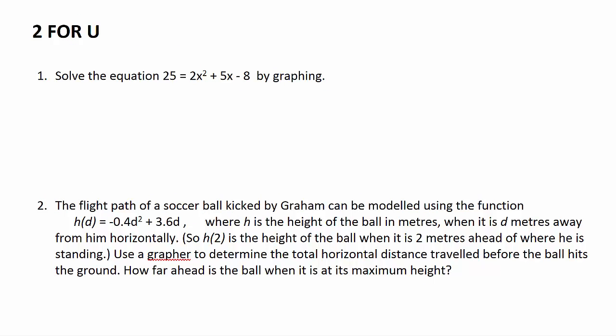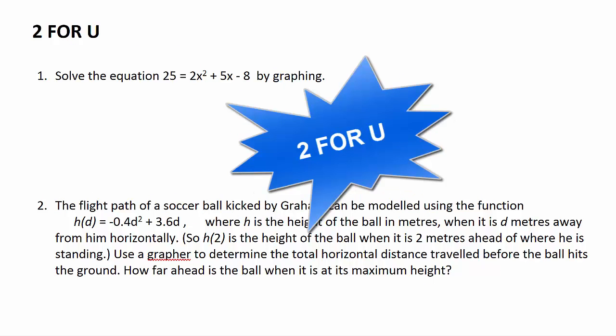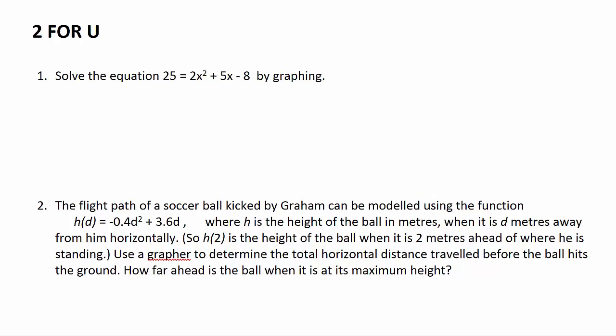And now it's time for two for you. The first one, solve this equation by graphing. And in the second one, the flight path of a soccer ball kicked by Graham can be modeled using this function, where h is the height of the ball in meters and d is the number of meters away from him horizontally, so that h of 2 means the height of the ball when it's 2 meters ahead from where Graham is standing. Use your grapher to determine the total horizontal distance when the ball hits the ground and when it's at its maximum height.